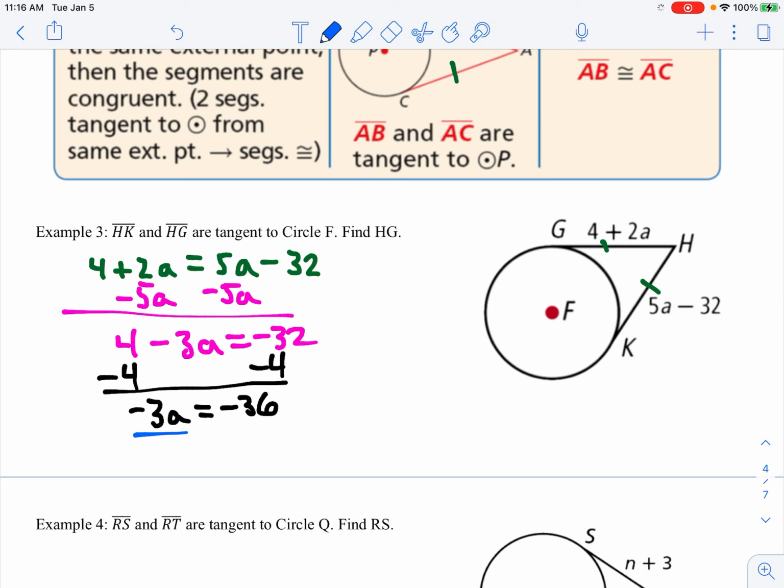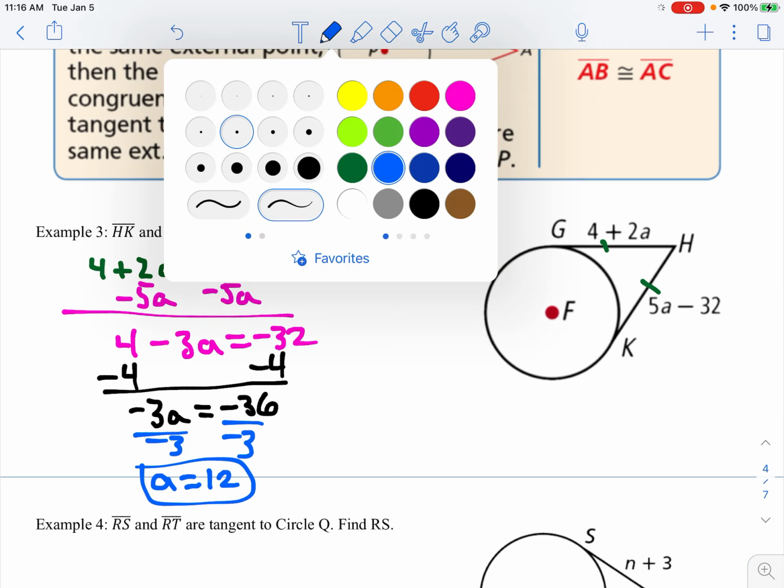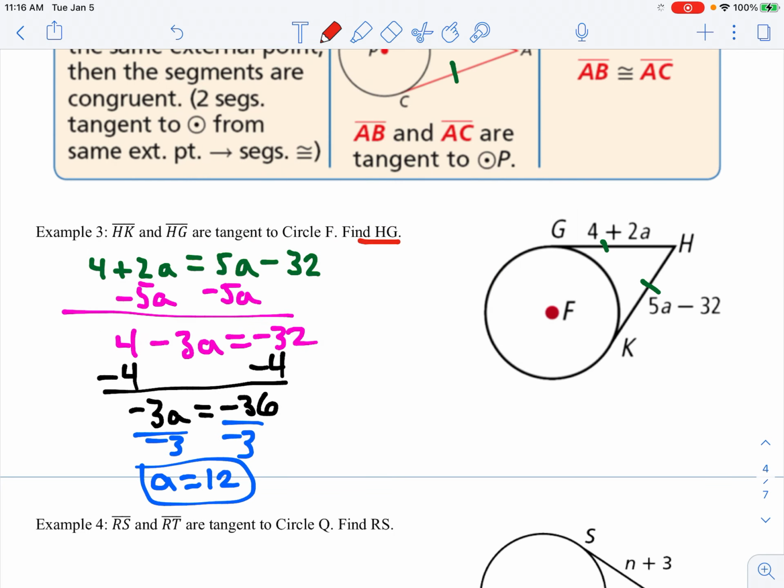Divide, and we should get a positive answer for a. A equals 12. Now remember, after we get our answer, we typically have to go back and plug this in. So let's go ahead and plug it into the piece that they asked us to find. They asked us to find HG. Well, to find HG, I'm going to plug it into that equation, which says 4 plus 2 times 12. 2 times 12 is 24. 24 plus 4 tells us that HG is 28.